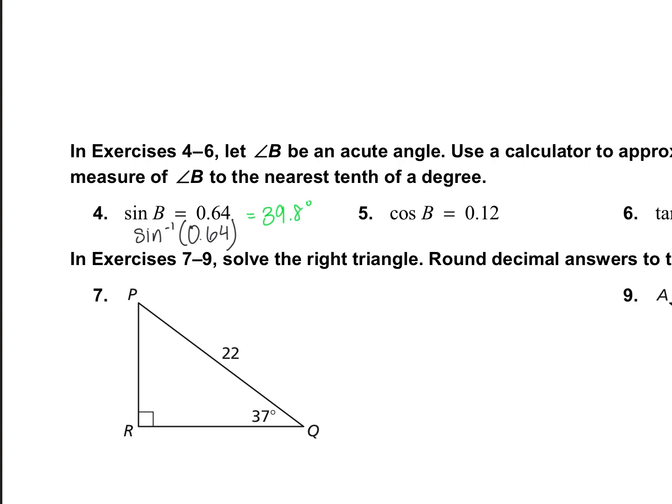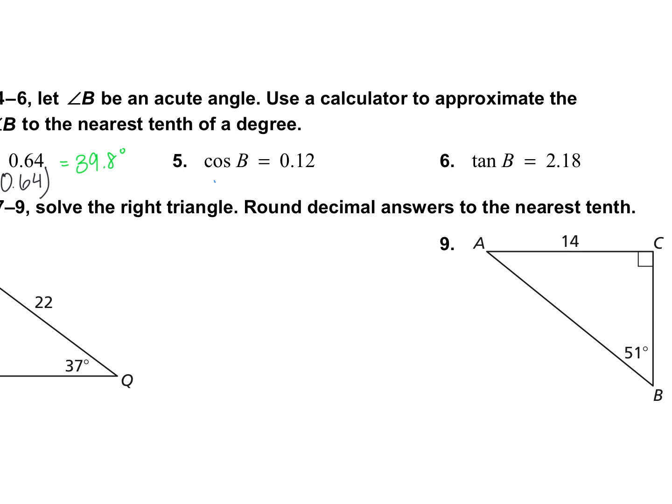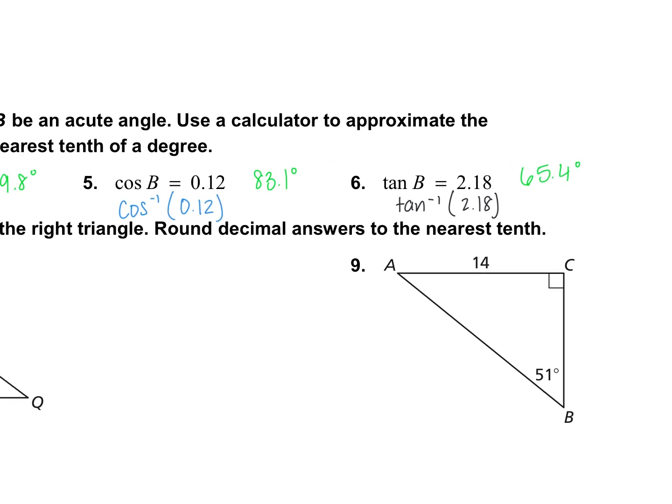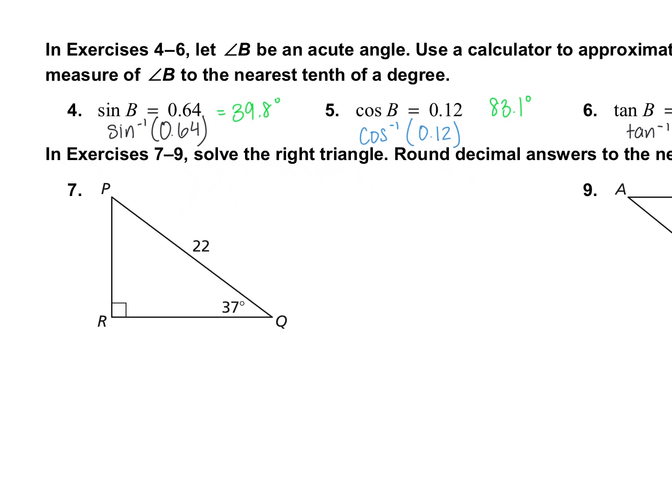So same thing for this one, for number 5. You're just plugging in the inverse of cosine. Again, how you're pushing that is second cosine, 0.12. And if you did that correctly, your answer is 83.1 degrees. Again, these are all angles. And same thing for here. Second tan, which is going to give you the inverse, 2.18. And again, if you plugged it in correctly, your answer should have been 65.4 degrees. Those should be super, super easy for you to solve.